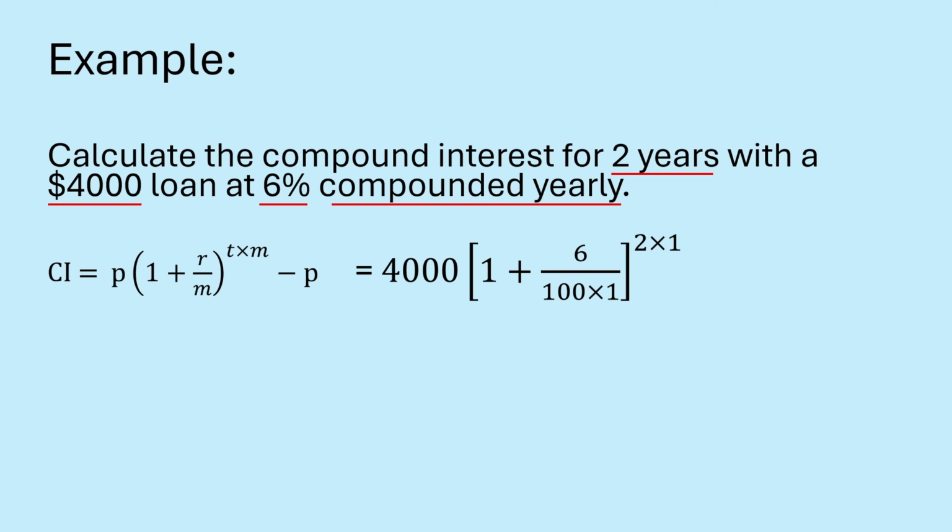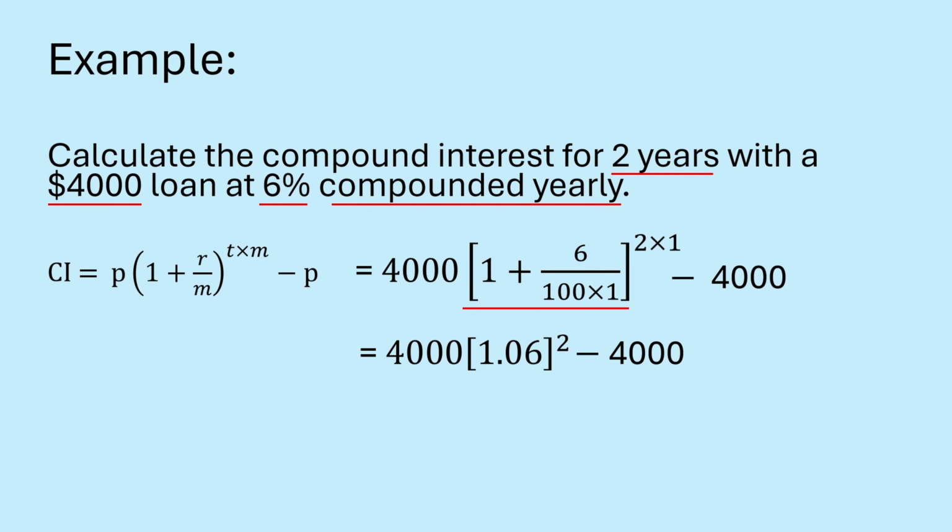Now compound interest is equal to 4000 in the bracket 1 plus 6 divided by 100 multiplied with 1, close the bracket, whole bracket to the power of 2 times 1, minus 4000. So when we simplify, it is 4000 in the bracket 1.06, close the bracket, whole bracket to the power of 2, minus 4000. When we simplify further, 4494.4 minus 4000 is equal to $494.4. So this is the compound interest.